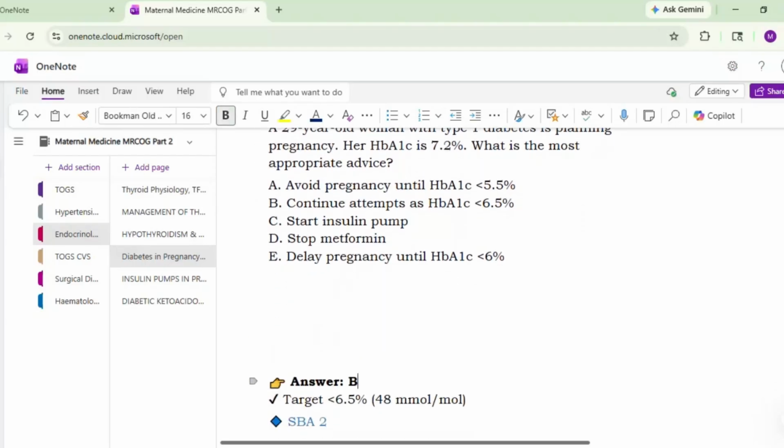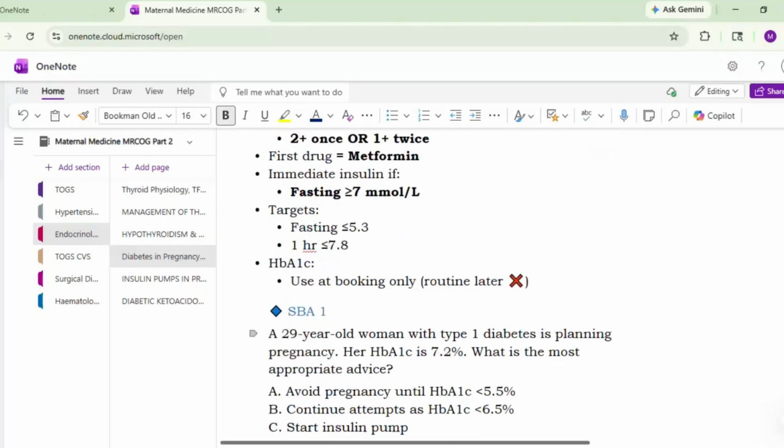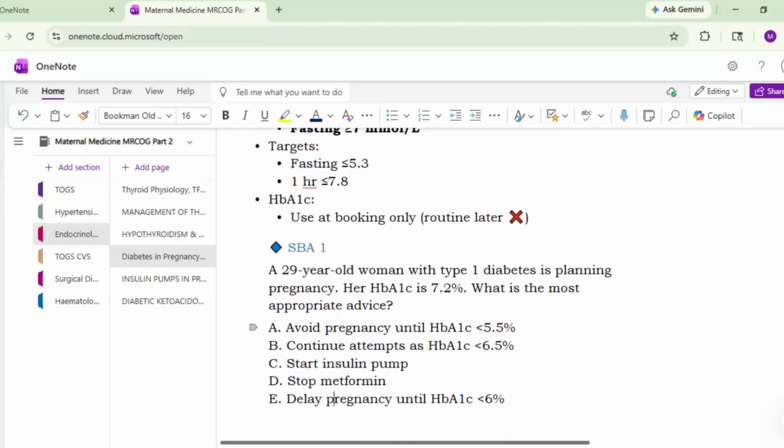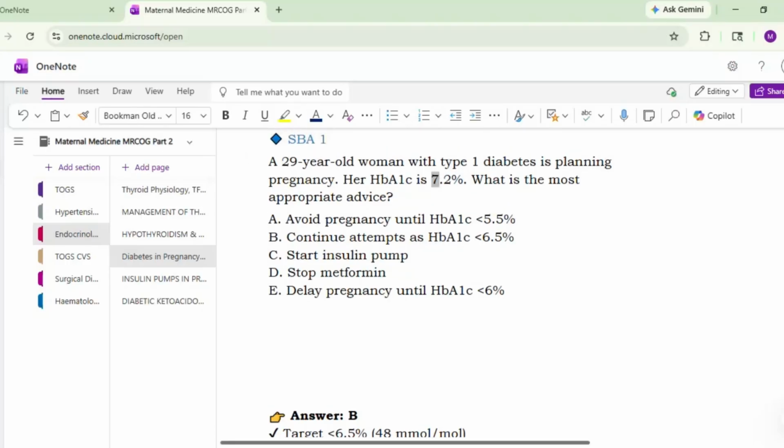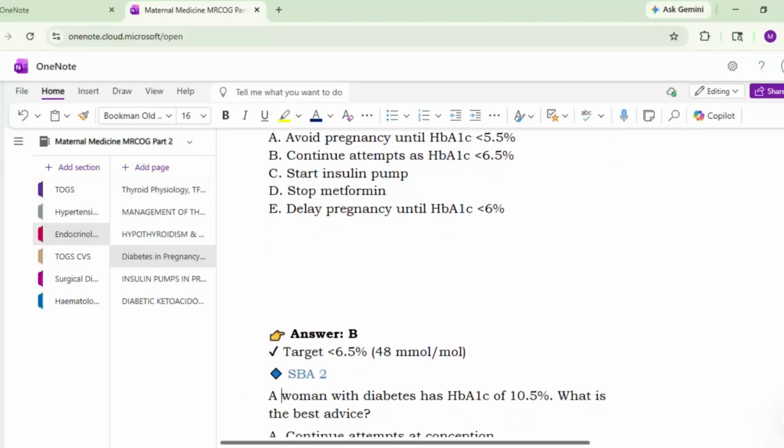So what is the option they have given as the answer? B. The target HbA1c is less than 6.5%. Because she has type 1 diabetes and is planning pregnancy, the target is less than 6.5. Here it says continue attempts as HbA1c is less than 6. This is the wrong answer. Her HbA1c is 7.2. The question is not clear. It should be 6.2. Yes, then she can attempt because A1C will be 6.2. That is why I was confused a little bit.